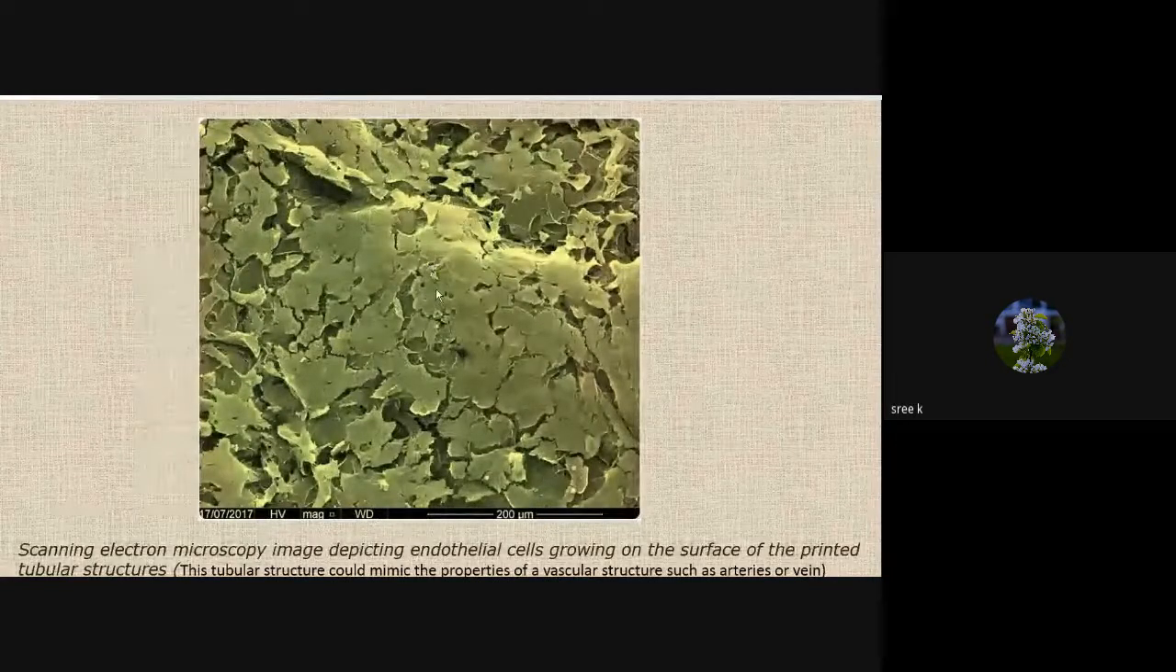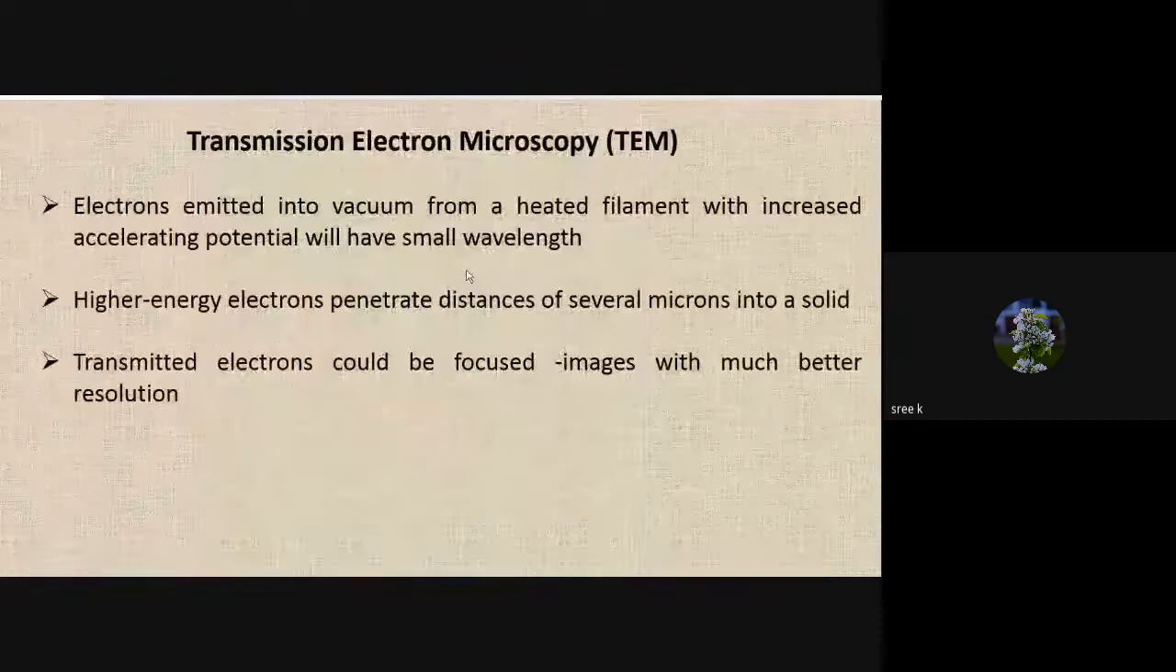Then the cell, how the cell is grown, or the top of the tubular structure, can be clearly understood. Is it uniform, or is it continuous or discontinuous? This sort of information you can get from SEM.